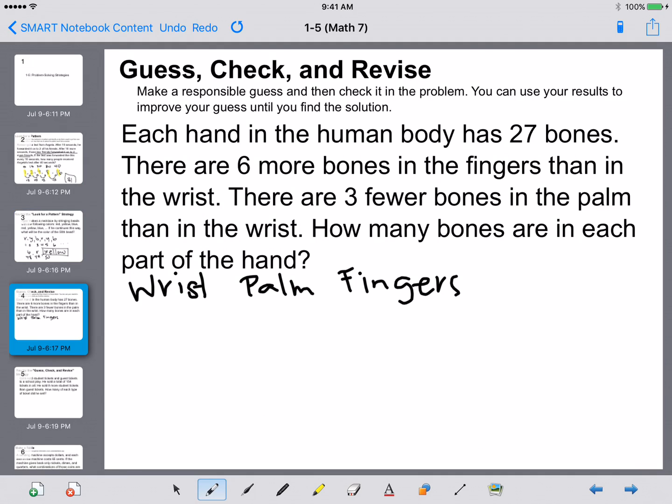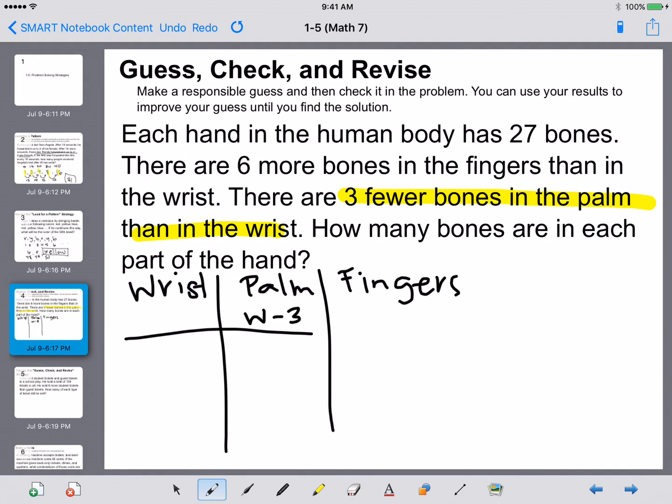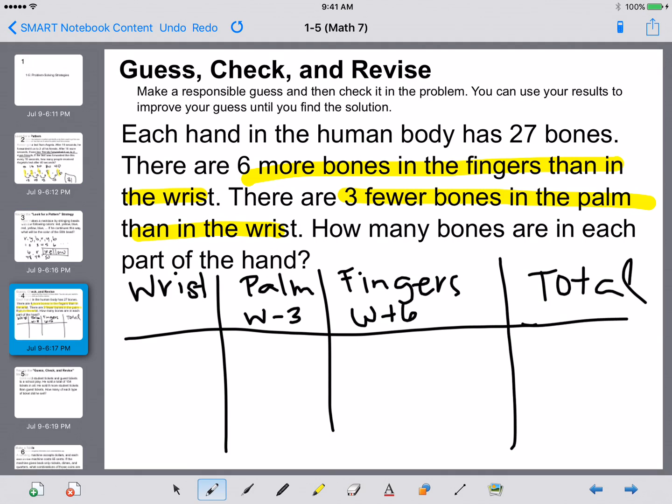So we know our palm, there are 3 fewer bones in the palm than in the wrist. So it's W minus 3 for the palm. For our fingers, it says there are 6 more bones in the fingers than in the wrist. So it'll be wrist plus 6 here. And then over here will be our total. We want our total to be 27.